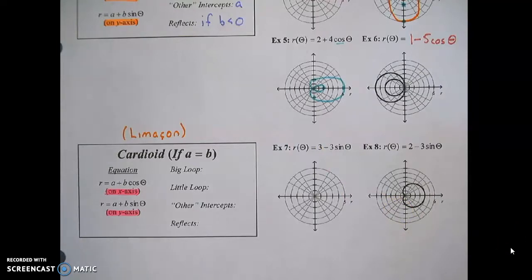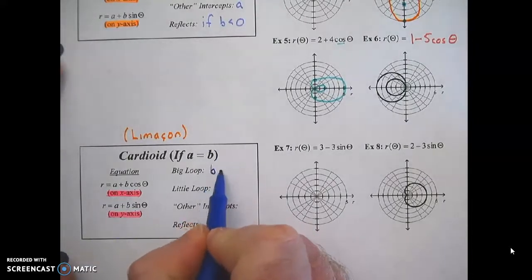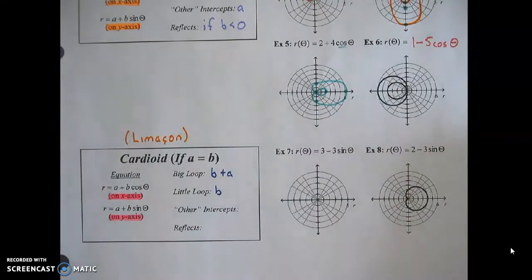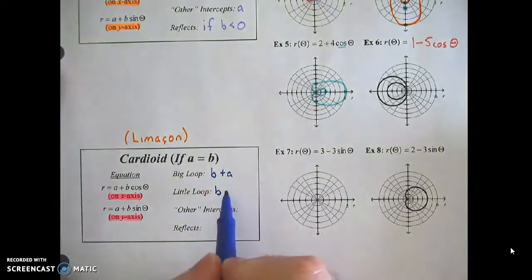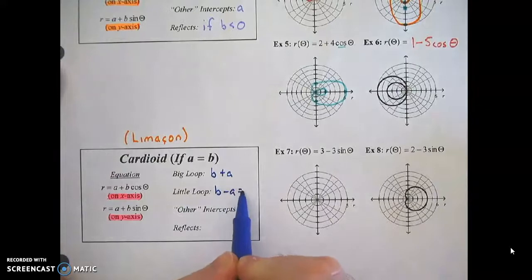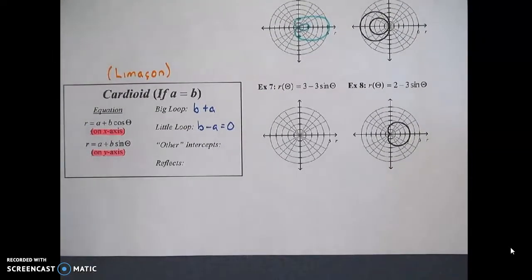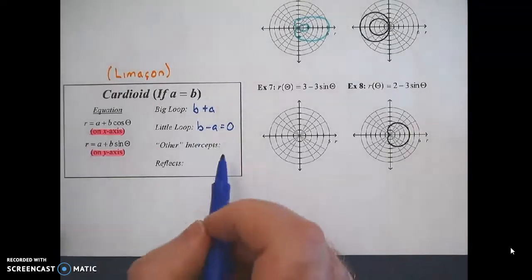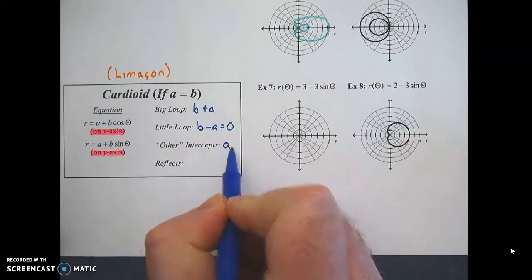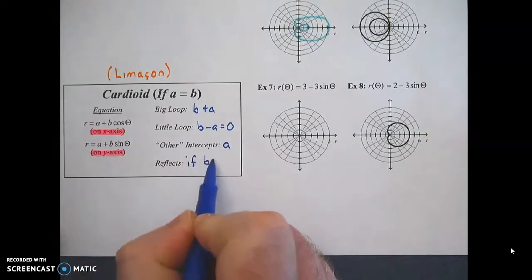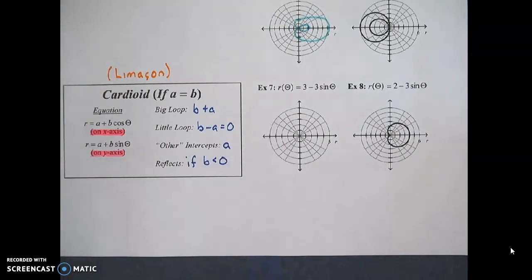So we've got a big loop. Our big loop is still B plus A. Our little loop is B minus A, which, by the way, will always become 0 in this scenario because B and A are the same value. My other intercepts are the same as for a regular limaçon. There's at A, and then we also reflect, again, if B is less than 0. So let's try to make a sketch.